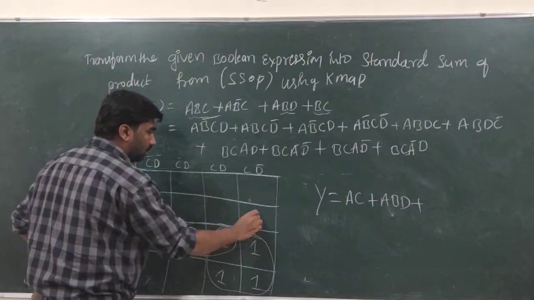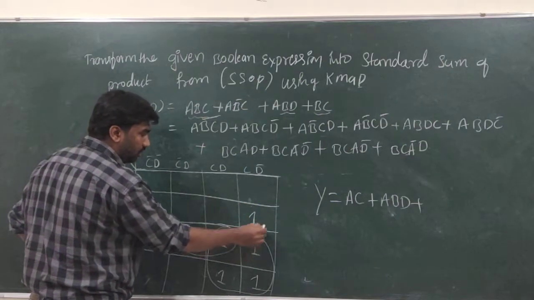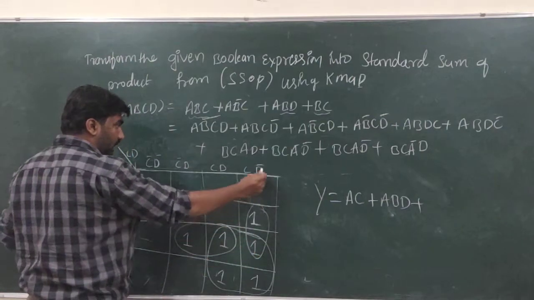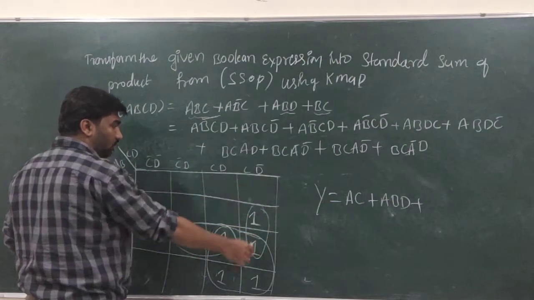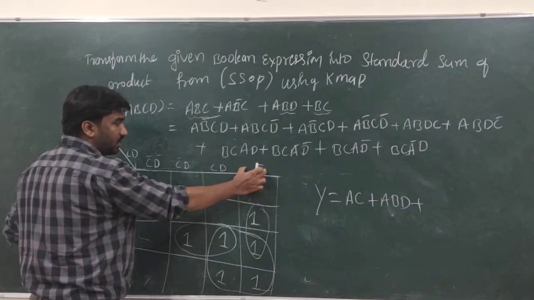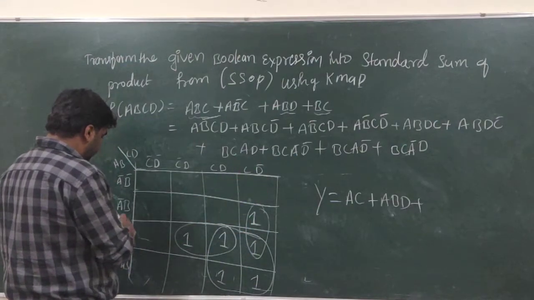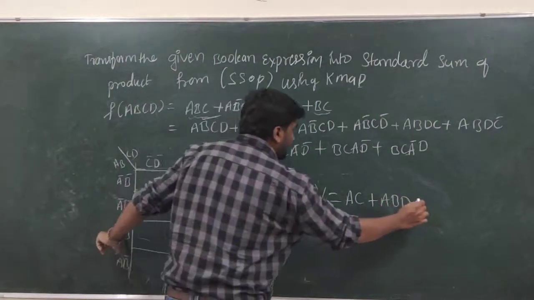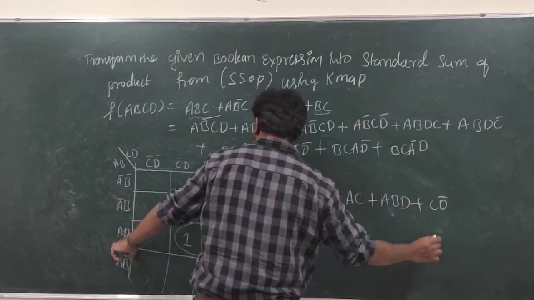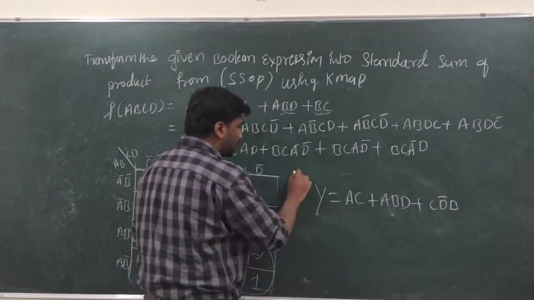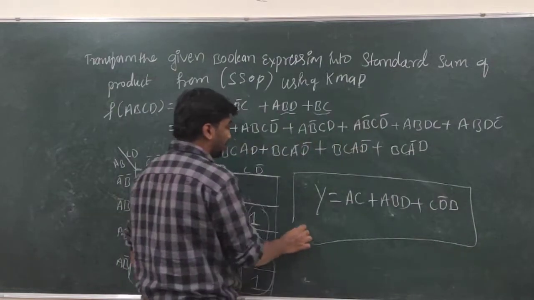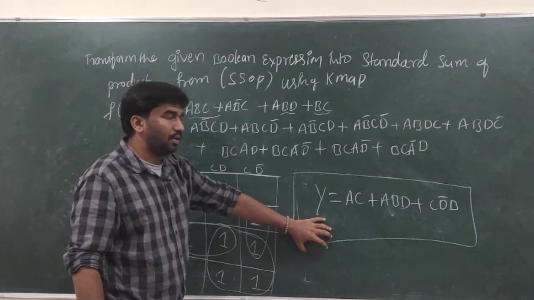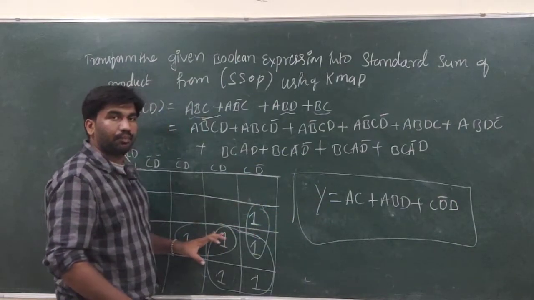here we can take this one also with the help of this cell, we can map this one. Here in this column CD bar is constant, and which other one is constant? B is constant. So the solution is B, C, D bar. So this is the solution for that given Boolean expression. This is the reduced SOP form using this K-map.